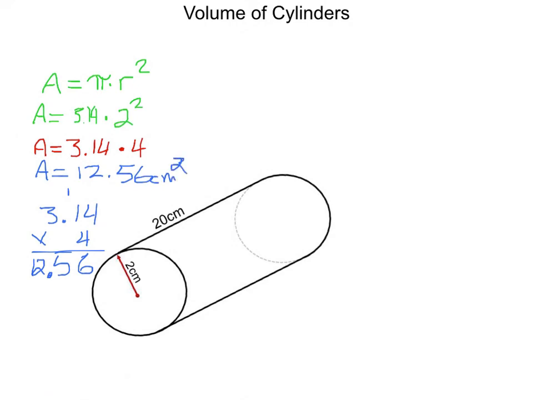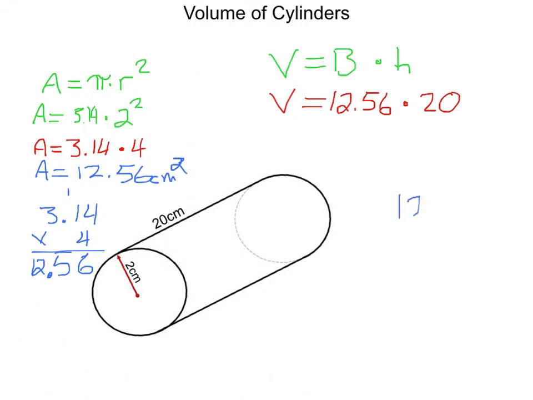Now I'm going to use that information to find the volume. So once again, volume in this case is the area of the base times the height, and for the problem that we're working on, that means the volume is 12.56 times 20 as the height of our cylinder. So our final step for this problem then would be multiplication. We're going to take 12.56 and we're going to multiply that by 20.